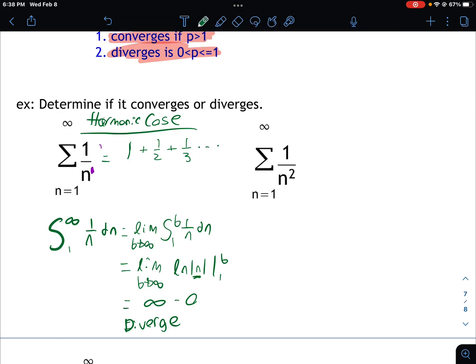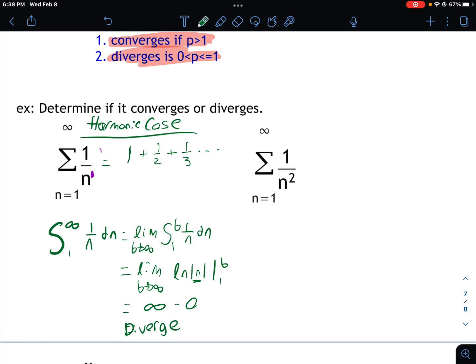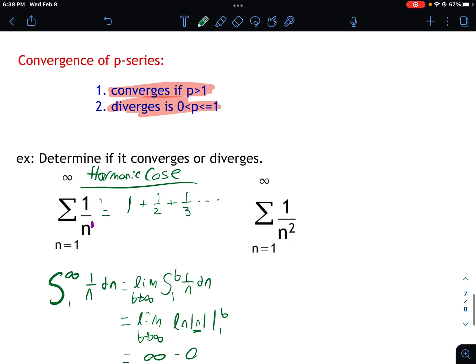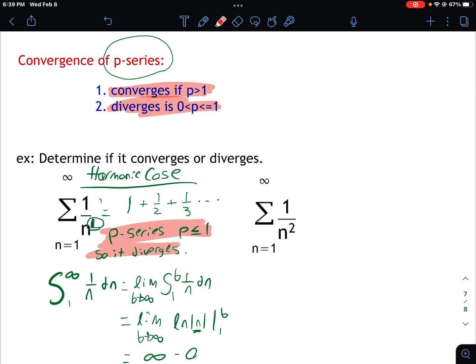And because of this, since this diverges, then the harmonic series also diverges. And we're learning that in all these cases, this is going to be a p-series case. If we just look at it and see that this exponent right here is 1, we can just write that this is a p-series where p is less than or equal to 1, so it diverges. We can simply write that when we see that it's a p-series.